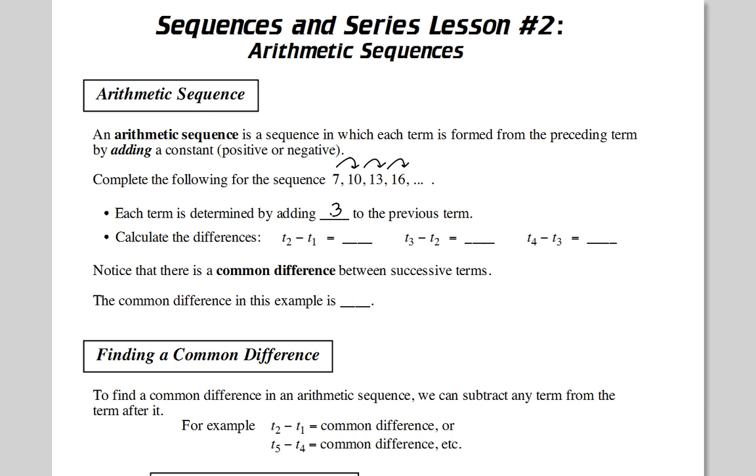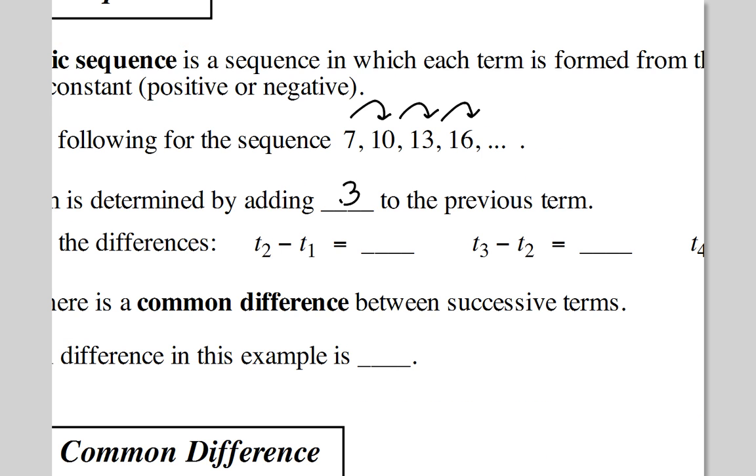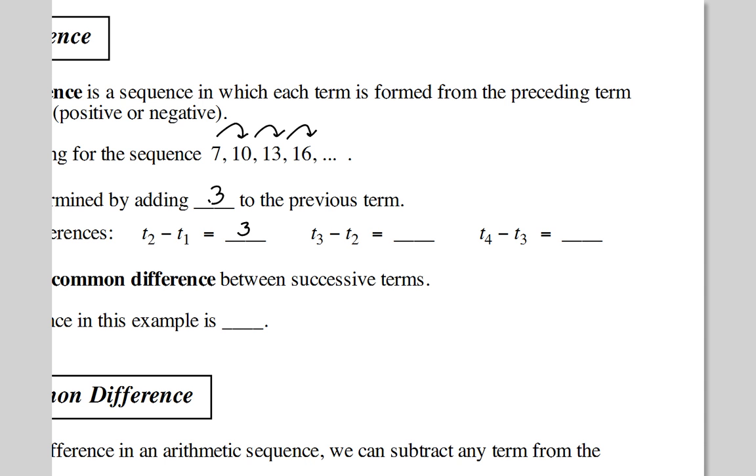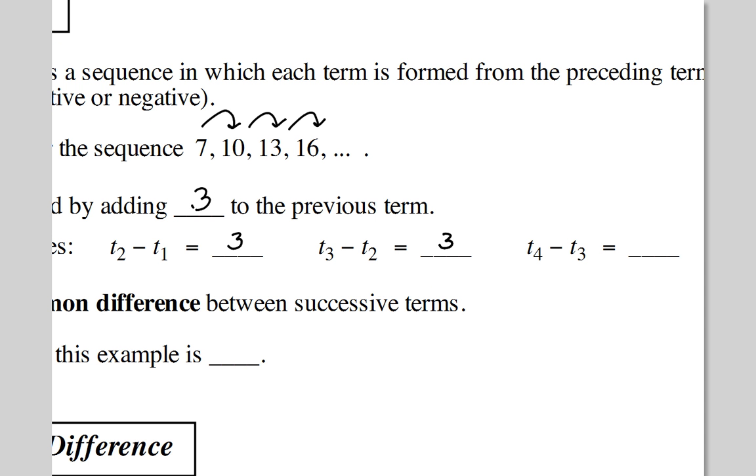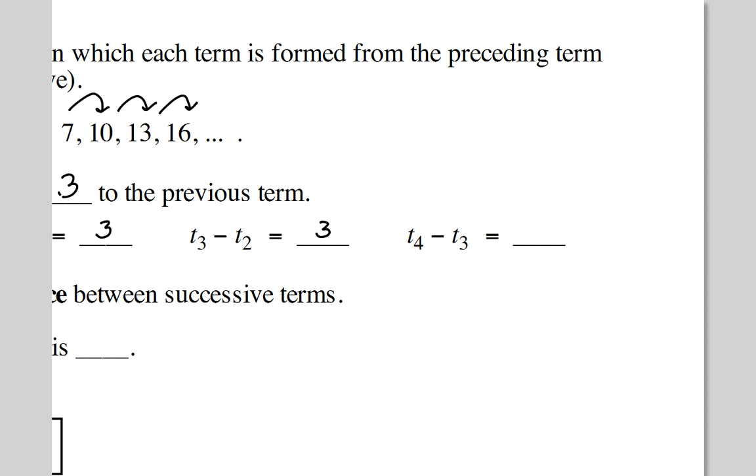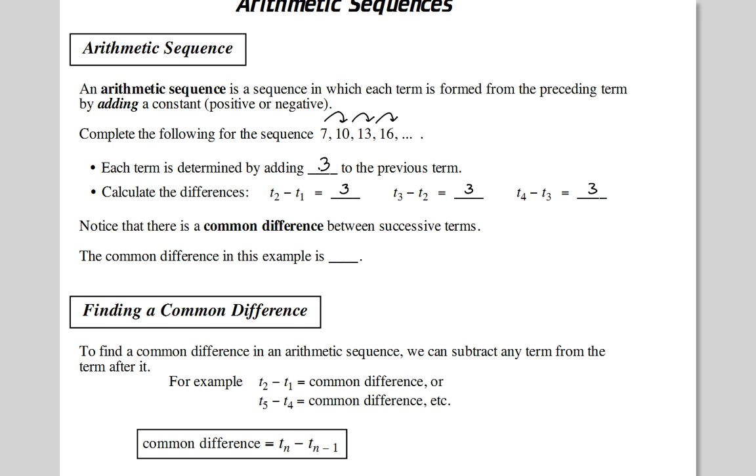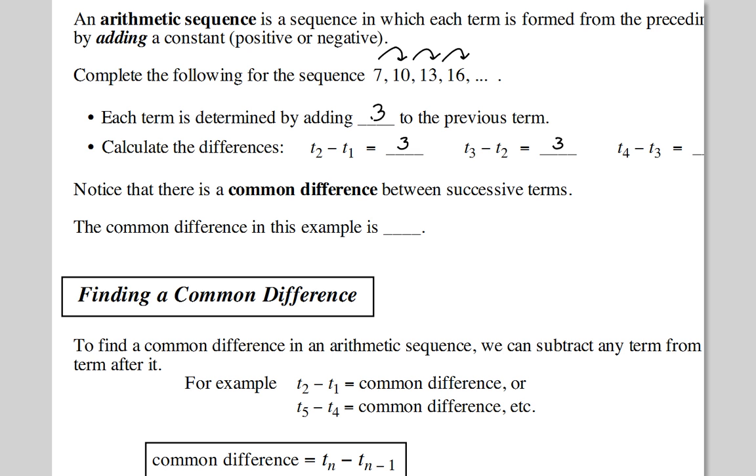Okay, so now we can calculate these differences. What's the second term, take away the first term? 3. What's the third term, take away the second term? 3. And this is just a general pattern that will always happen. So this common difference, they are going to give a specific letter for this, and they're just going to call it, of course, D. That will be the common difference between successive terms. And in this example, it's 3.